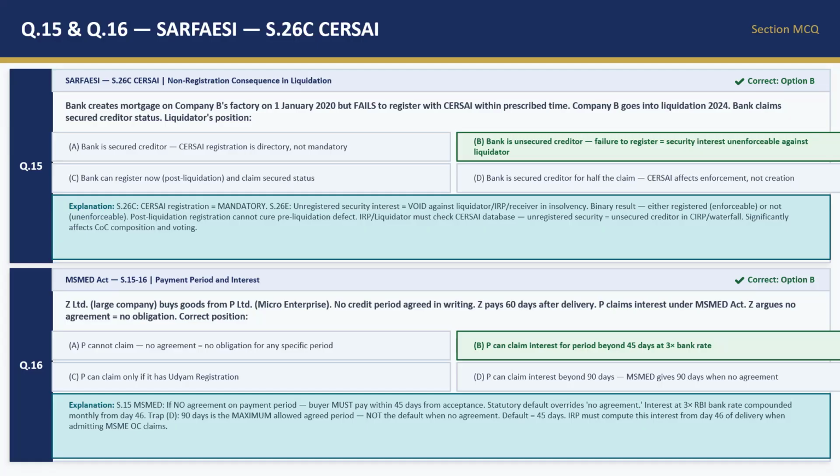Even if no credit period is agreed in writing, P can claim interest for the period beyond 45 days at 3 times the bank rate because it is a micro enterprise. This facility is available to micro and small enterprises. Okay. So section 15 of the MSMED Act says that if there is no agreement on the payment period, the buyer must pay within 45 days from the date of acceptance. And the statutory default overrides no agreement. And interest is payable at 3 times the RBI bank rate, compounded monthly from day 46. Okay.